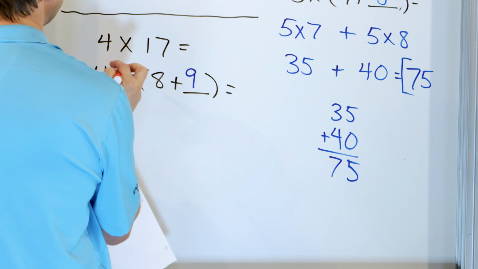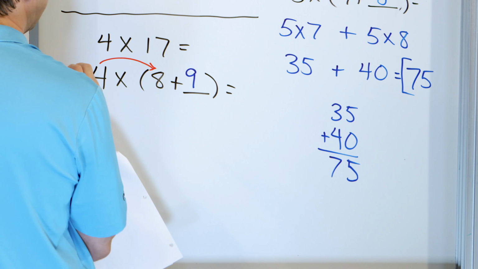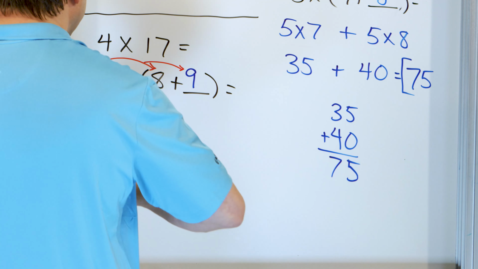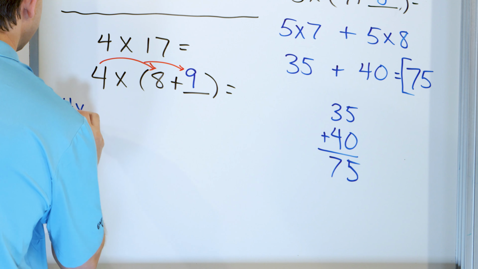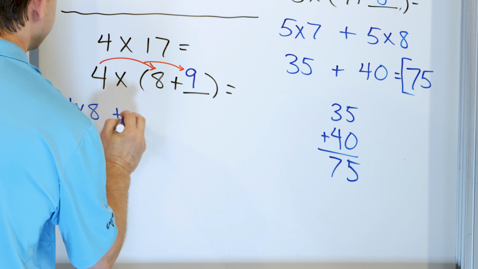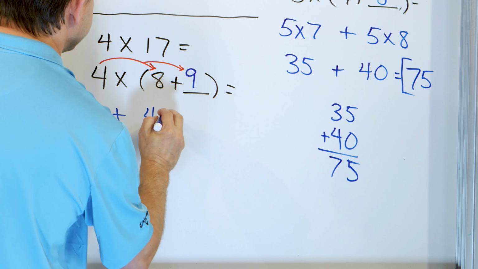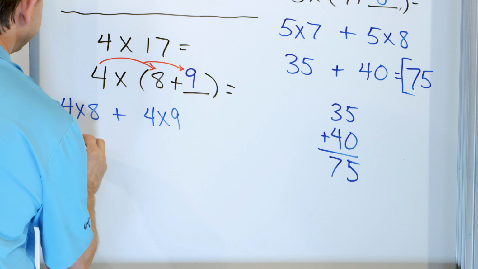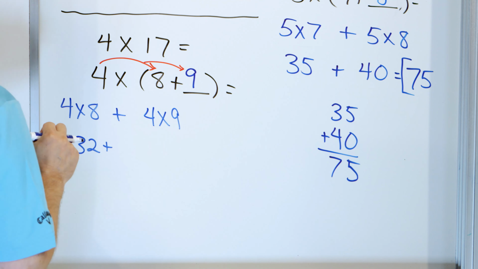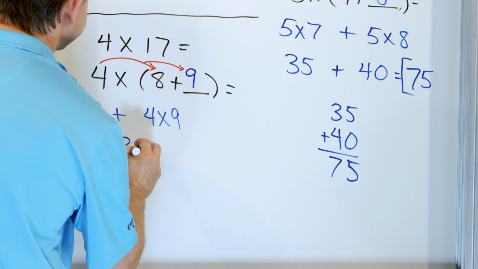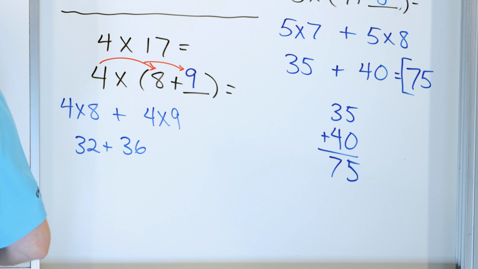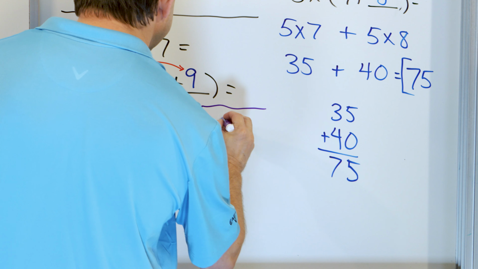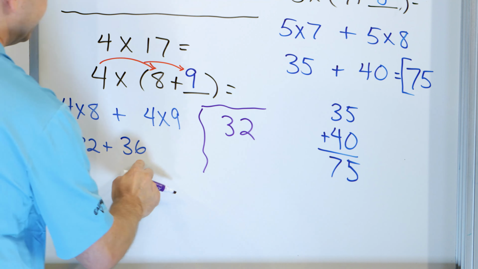Then we'll multiply the 4 and distribute it in times the 8, and we'll also distribute it times the 9. So what I'll have is 4 times 8 plus 4 times 9. Right? Now what is 4 times 8? 8 times 4, 4 times 8, that's 32. What is 4 times 9, or 9 times 4? That's 36. So to find the answer here, what I really need to do is say, what is 32 plus 36?